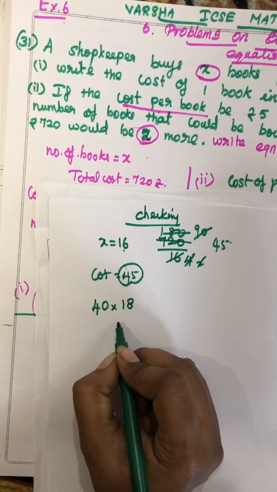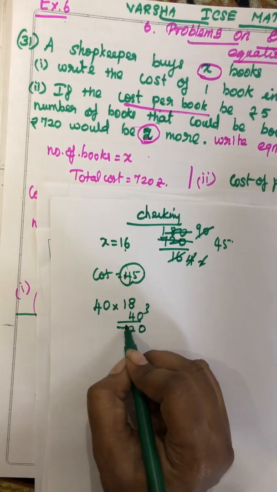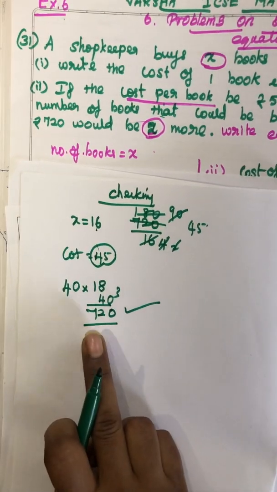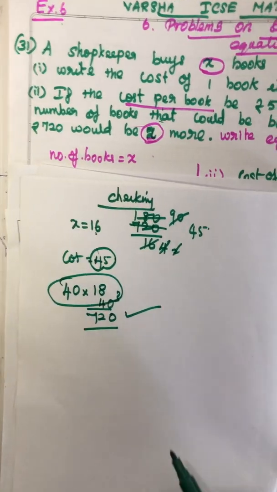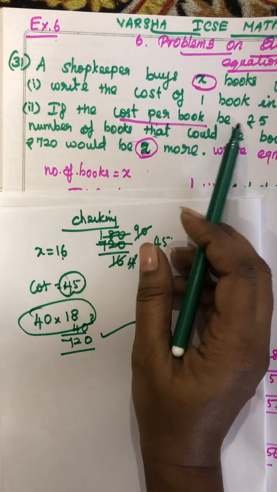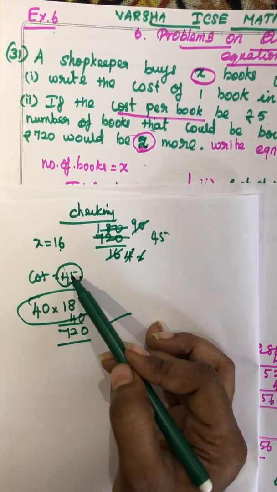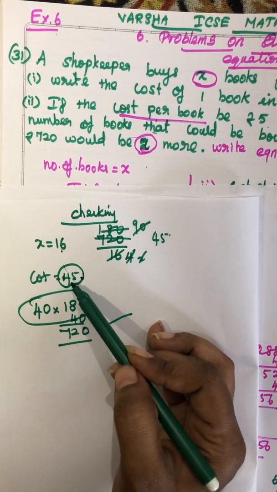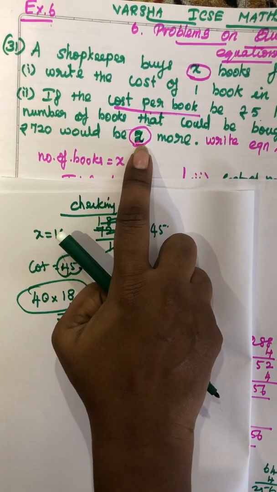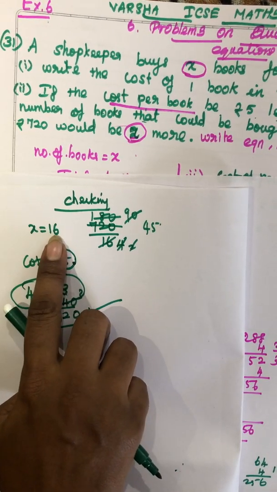So when you multiply, 18 into 40, yes, you get 720. Okay, yes, we got our answer. Okay, students, do you understand this step? What is the step? How will you check? So our answer is perfect, 100% right. See, the cost per book is 5 rupees less, so the cost per book is 45, you subtract 5. So that is 40. And they said 2 more books we can buy if you reduce the price per book. So 2 books means 16 plus 2, that is 18.